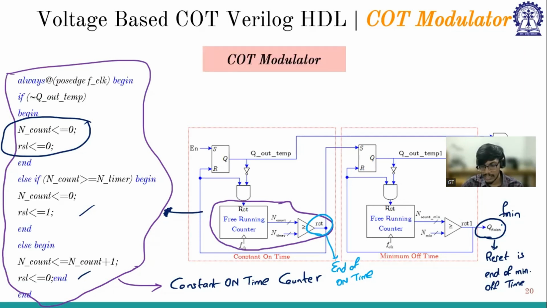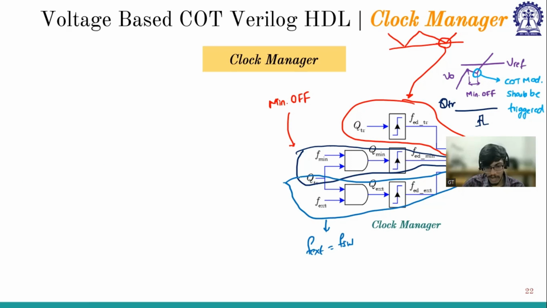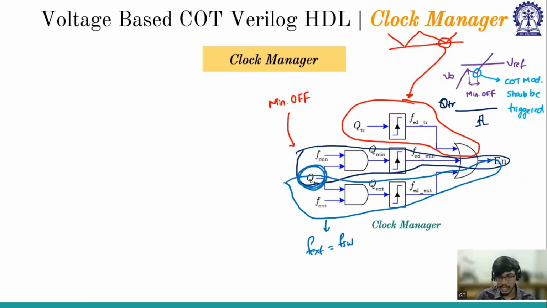So this queue finish, SAR is calling as Fmin. Fmin is the pulse or edge that is coming at the end of minimum off time. At the end of minimum off time, SAR is checking whether QTR is 1 or not. If QTR is 1, then SAR is forcefully triggering the enable, because my V0 is still less than V reference and I have to turn on the COT modulator.